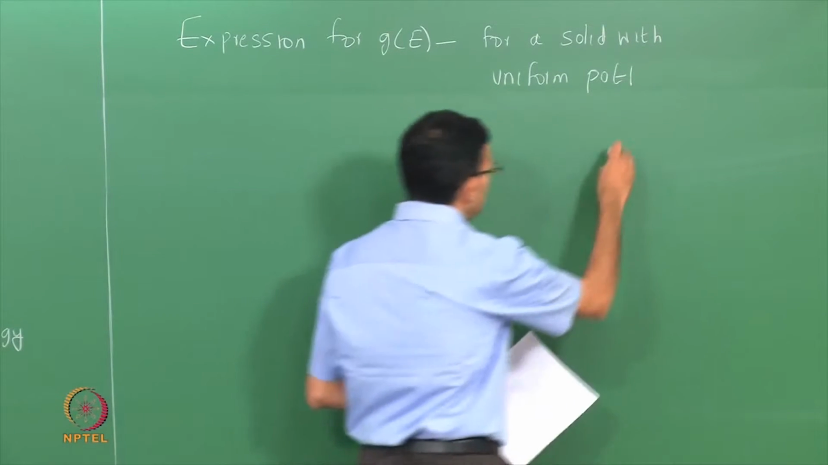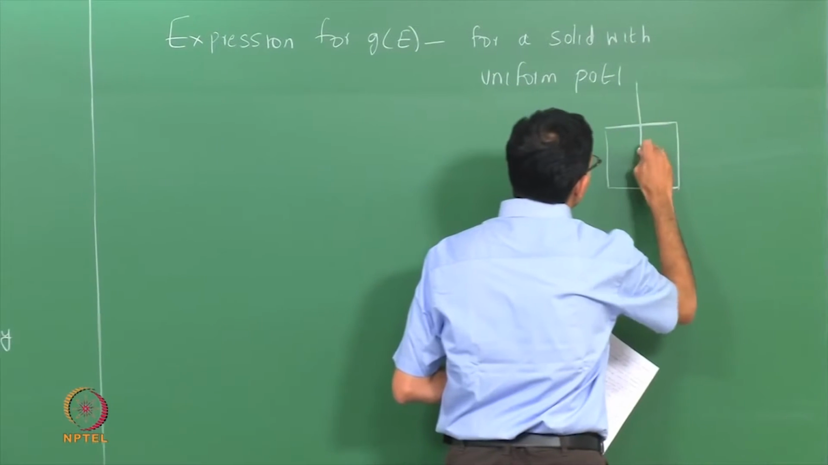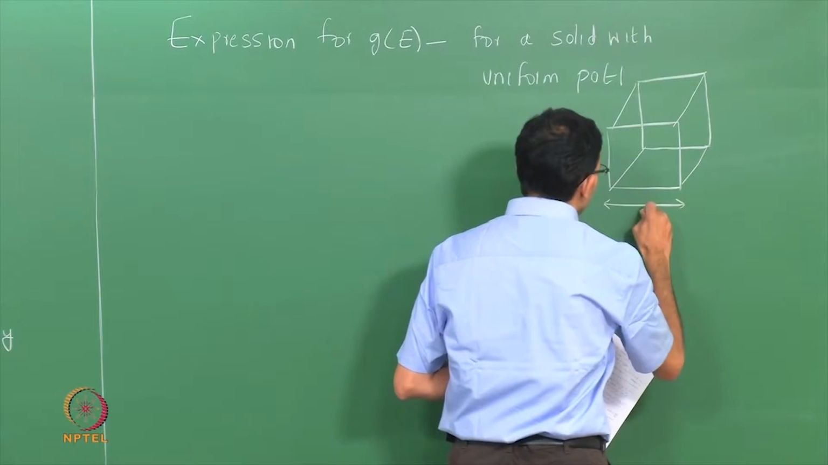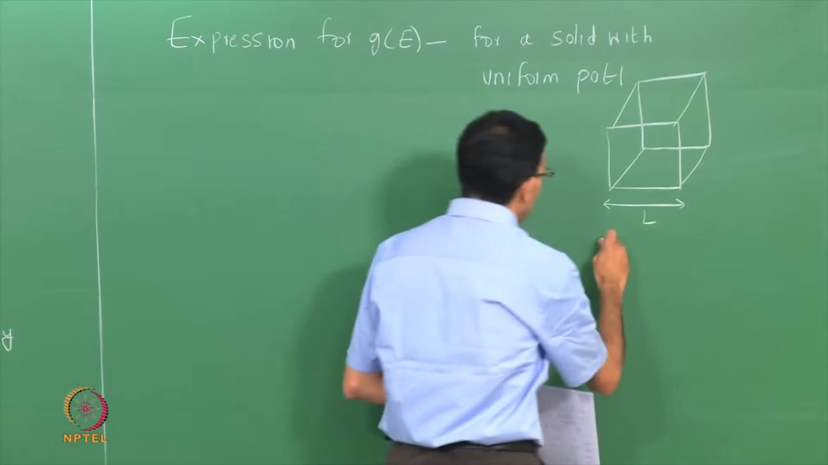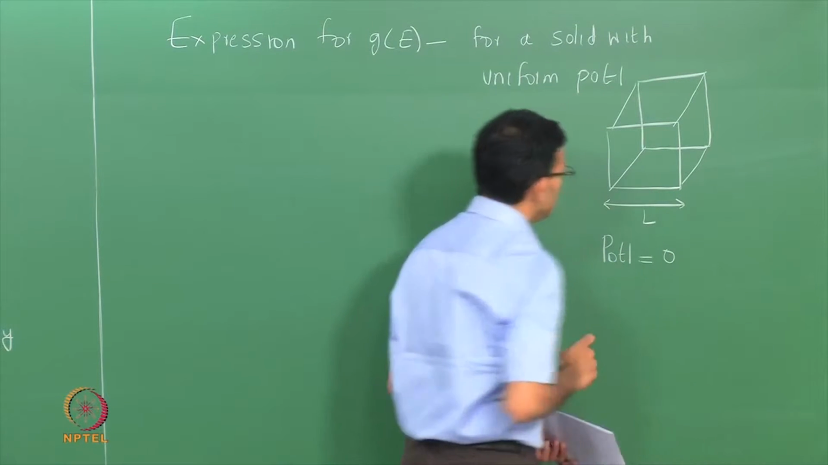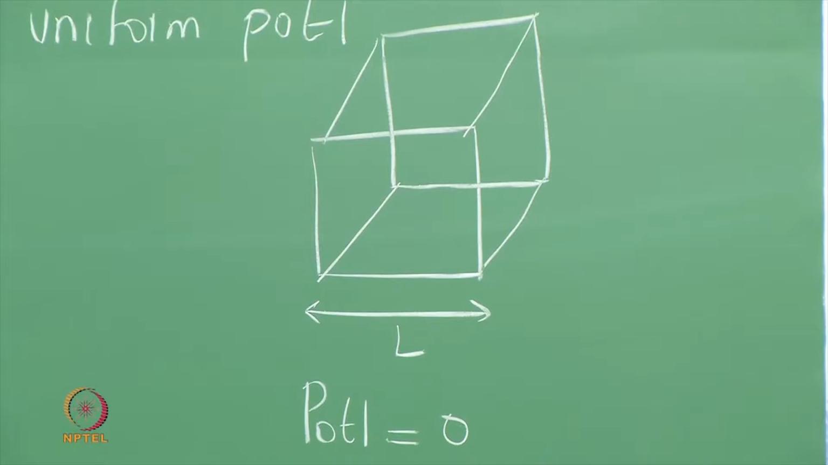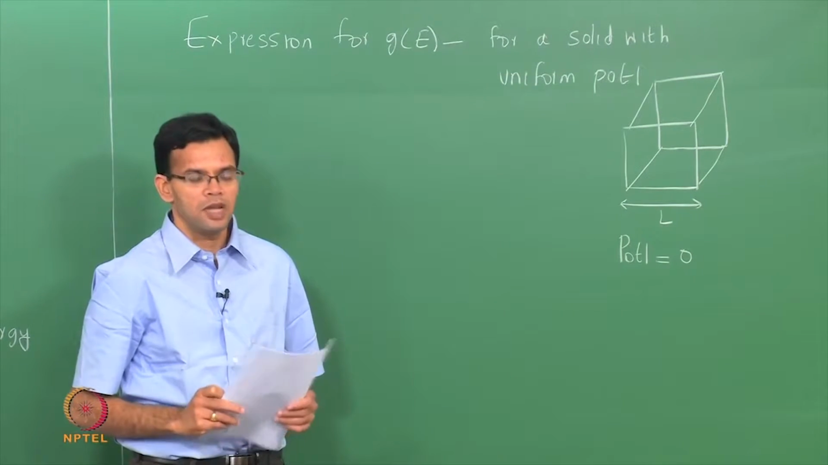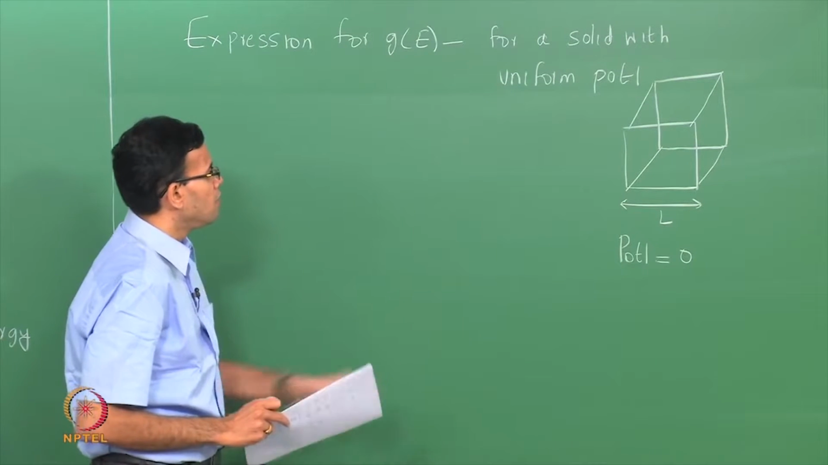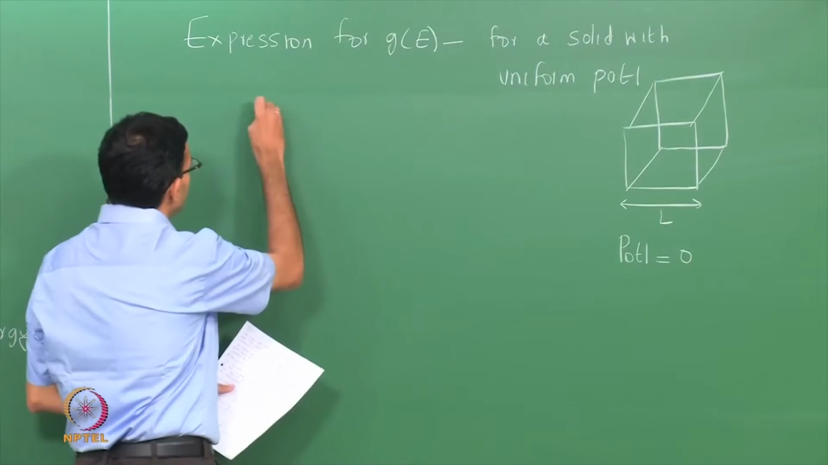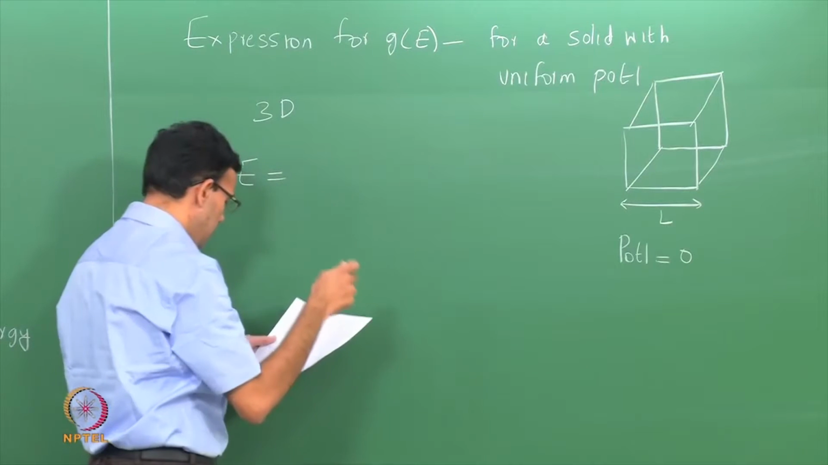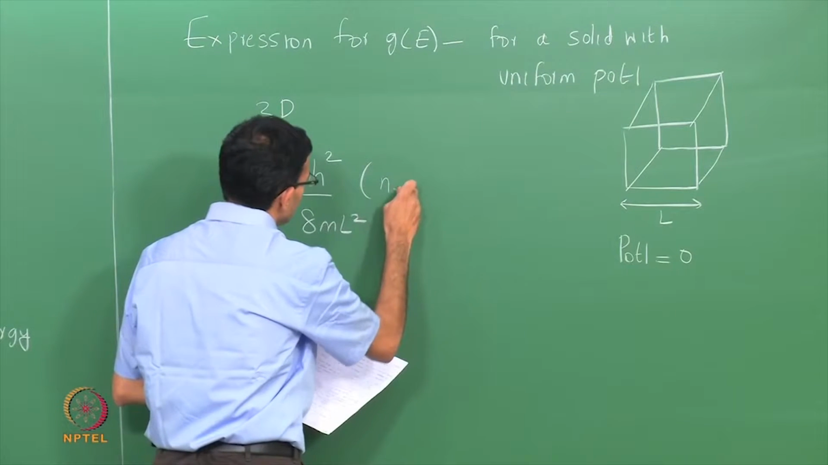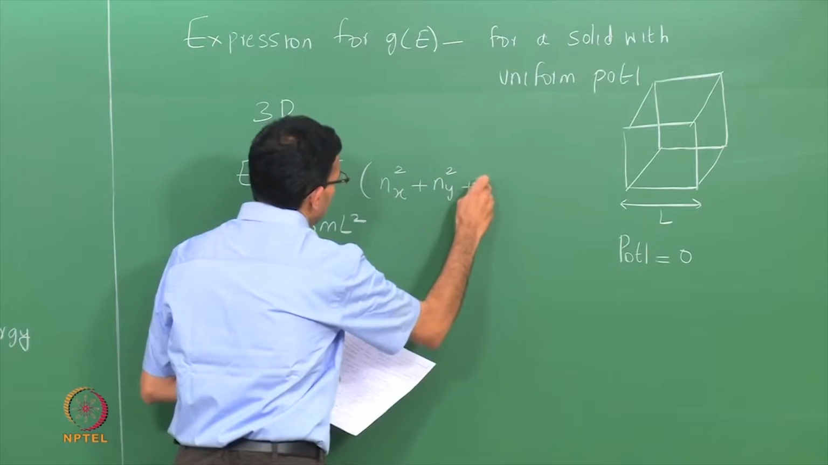To simplify matters further, we will take our solid to be a cube of length L, and we will also take the potential inside the solid to be 0, uniform. So, this is a simplification of an actual solid, but the values we will get are good enough in order to make calculations for electrons and holes, as we will see later. In the case of a solid in a uniform potential and 3 dimensions, the energy E is given as h square over 8 m L square times nx square plus ny square plus nz square.